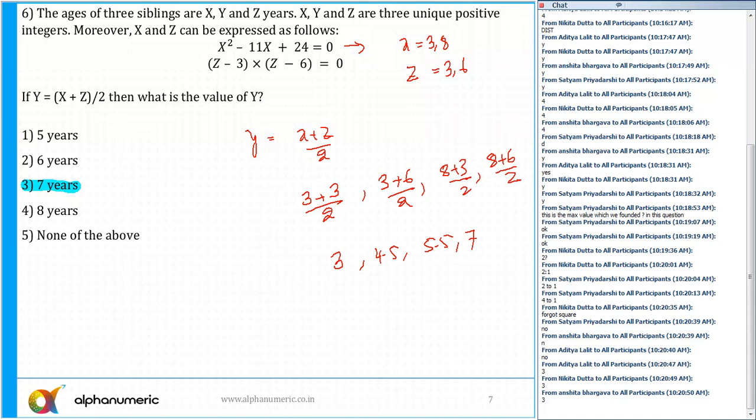But it says all the 3 values are distinct, and all of them are integers. So this and this are not possible. The only possibility is 7. So the answer is option 3, 7. Because otherwise y is also 3, x is also 3, z is 3, so that is not a distinct number. So, an easy one.